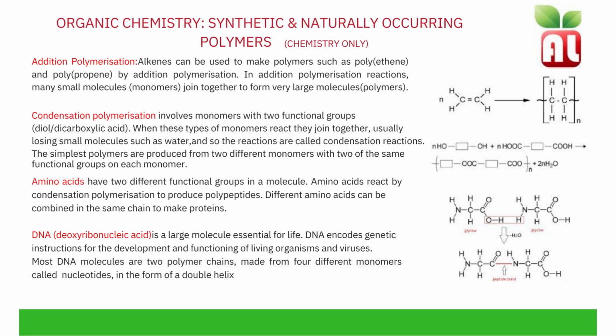The simplest polymers are produced from two different monomers with the same functional groups on each monomer. When a diol and a dicarboxylic acid react, it forms a polyester. Amino acids have two different functional groups within the same molecule. Amino acids react by condensation polymerization to produce polypeptides. Different amino acids can be combined in the same chain to make proteins.